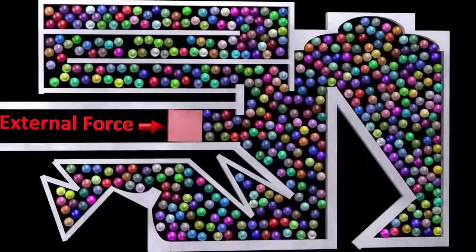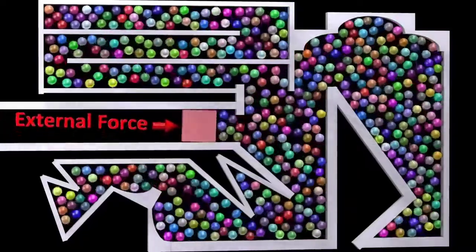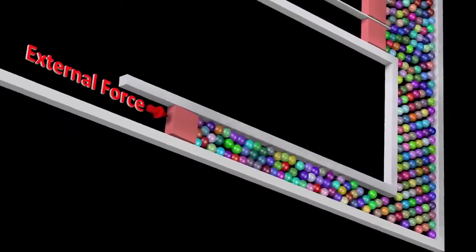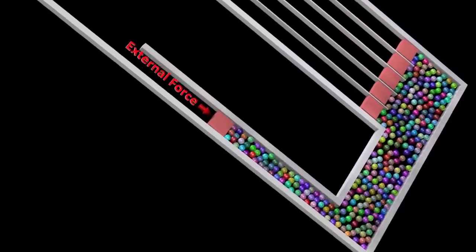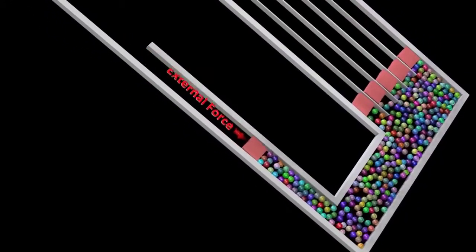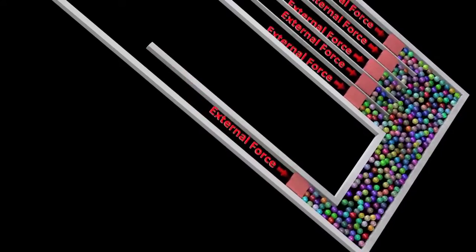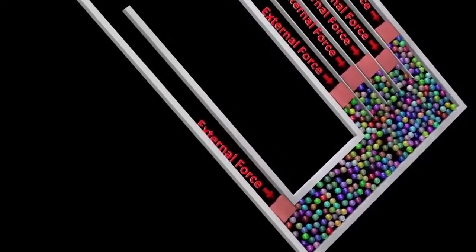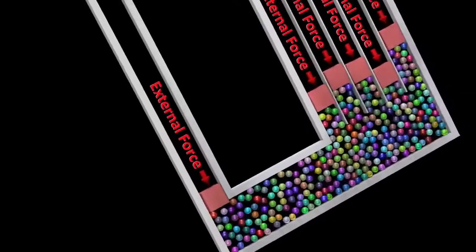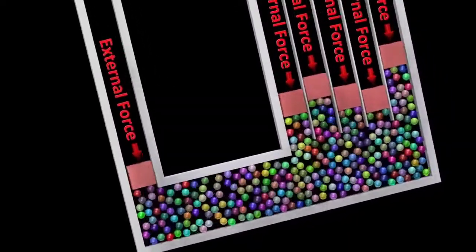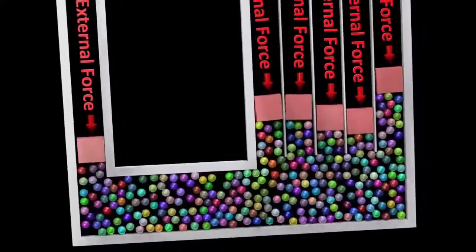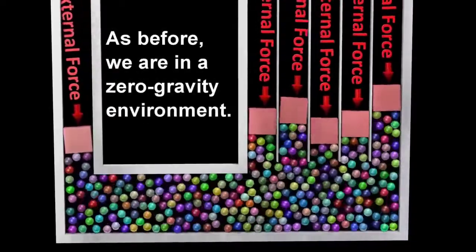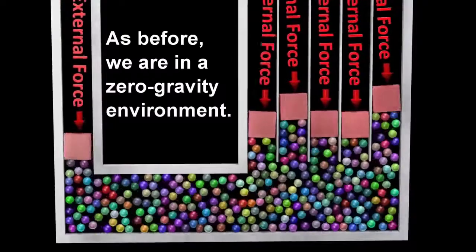Let's now consider a slightly different scenario. Let's also apply an equal external force on each of the other red rectangles. Since the pressure of the fluid is the same everywhere, this pressure balances each of these external forces. As before, we are in a zero-gravity environment.